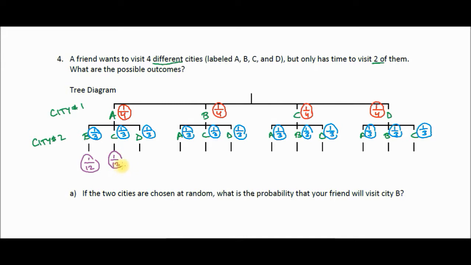In fact, even though the second city is dependent on the first city, it ends up being the exact same probabilities, and the reason why is because we dropped out A. Now this is 1 out of 12. Every one of them is 1 out of 12 is our probability.